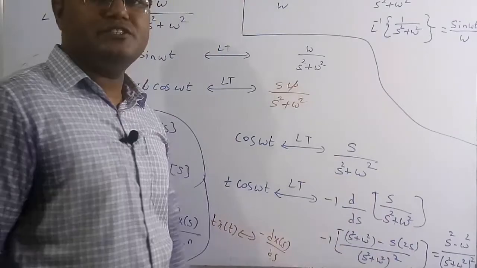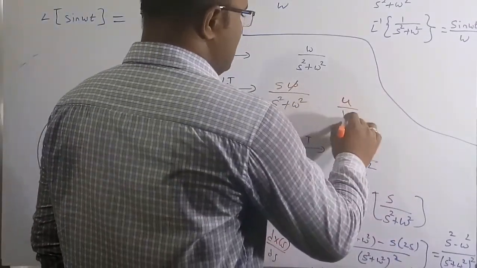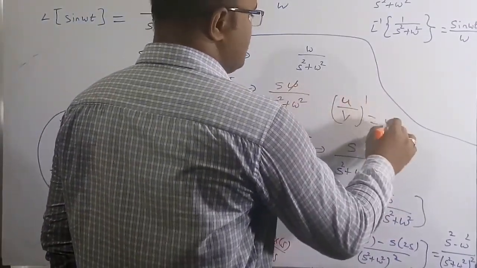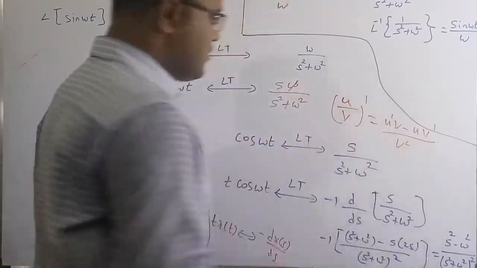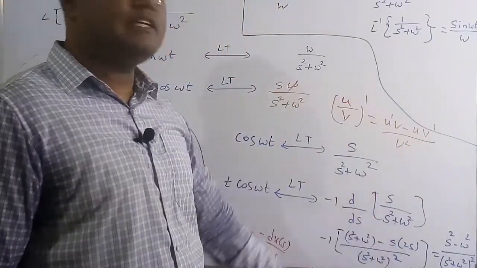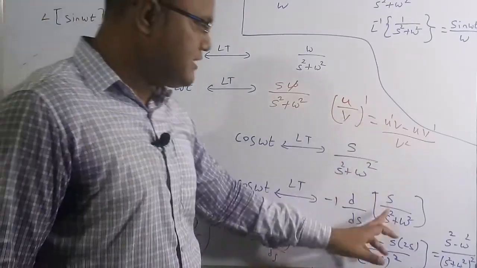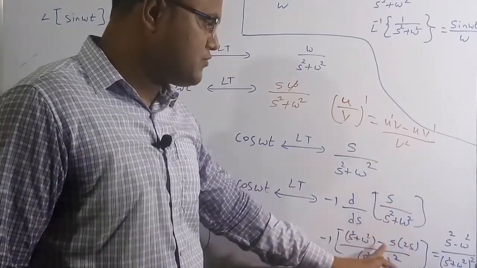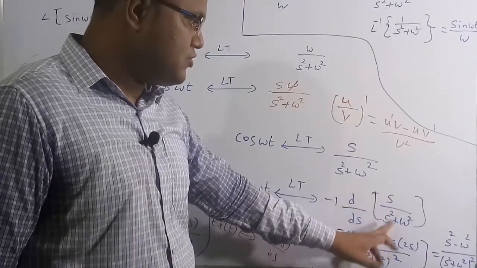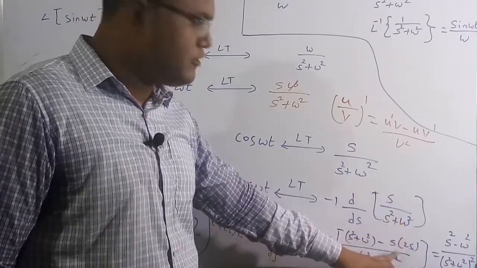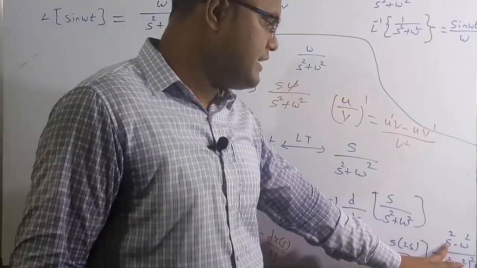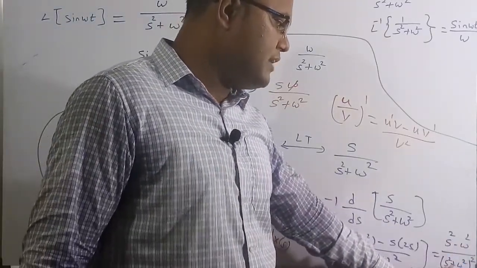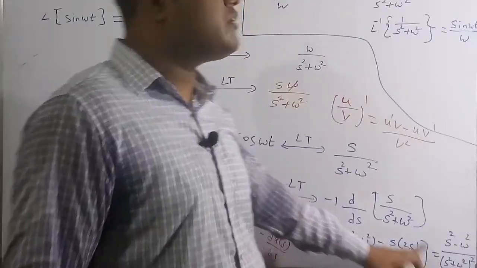For u by v differentiation, if you want to do differentiation, it is u derivative v minus uv derivative by v square. By using this formula, u is nothing but s and v is s square plus omega square. So u dot is 1 into s square plus omega square minus s into the differentiation of this one, which will become 2s. If you rearrange this, finally we get s square minus omega square by s square plus omega square whole square. I have written it here.